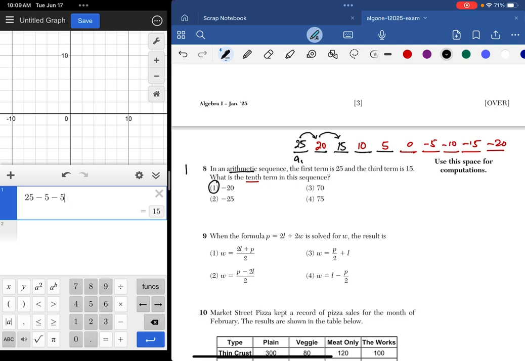If the numbers aren't quite as nice, one thing that you could do is take the difference and divide it by the number of spaces. So for my common difference D, I could do 15 minus 25 divided by, it's really the positions, but it's the number of spaces in between, all right? So I would divide that by 2, and that would get me my common difference of -5. All right, I can just show that real quick.